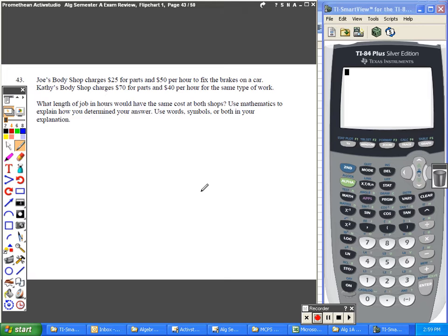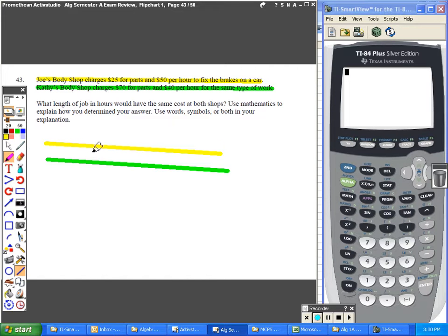Question number 43. In order to do this problem, I'm going to look at one kind of sentence at a time. The first sentence is going to be one equation, and the second sentence is going to be a different equation. So let's start with the first sentence.